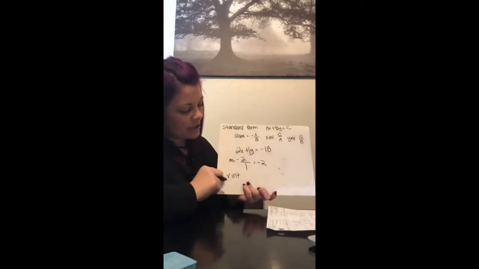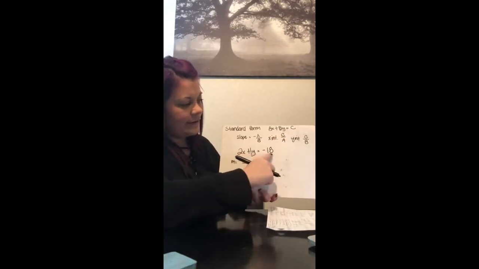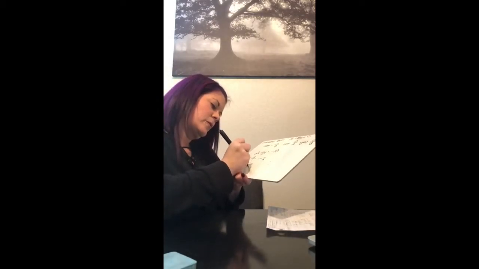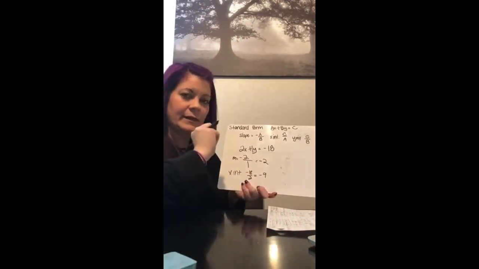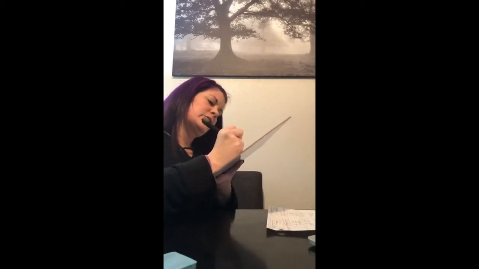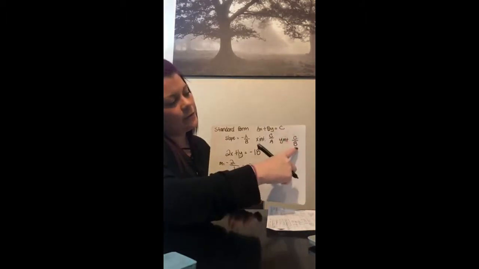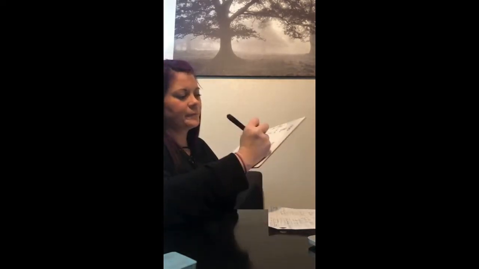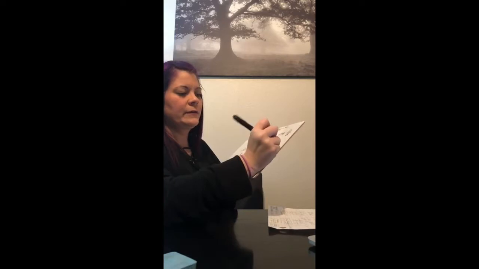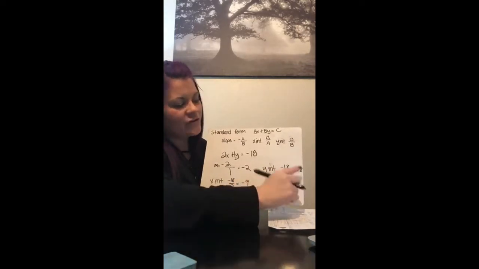Let's find the x-intercept. The x-intercept is c over a, c over the coefficient of the x. So negative 18 over 2, and you reduce that just like a fraction, equals negative 9. So the x-intercept, where it intercepts on the x-axis, is going to be at negative 9. The y-intercept is c over b, or c over the coefficient in front of the y. So c is negative 18, and b is 1. Negative 18 over 1 is negative 18. So that y-intercept is negative 18.